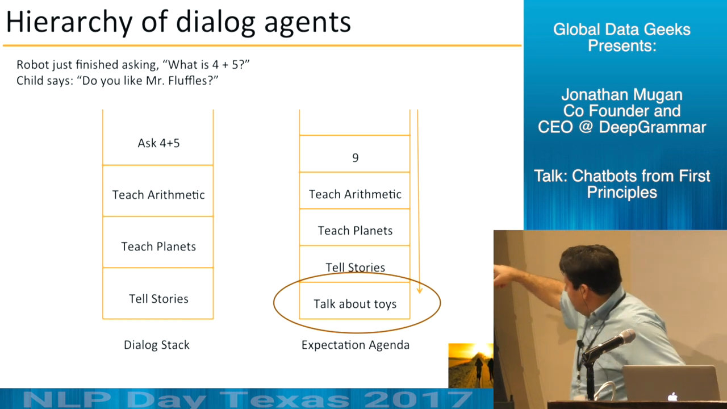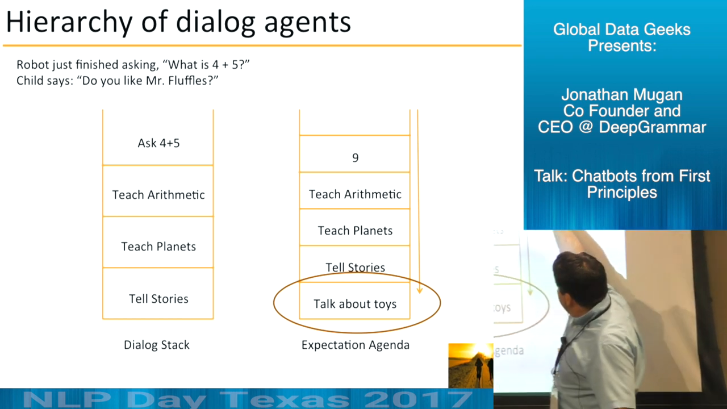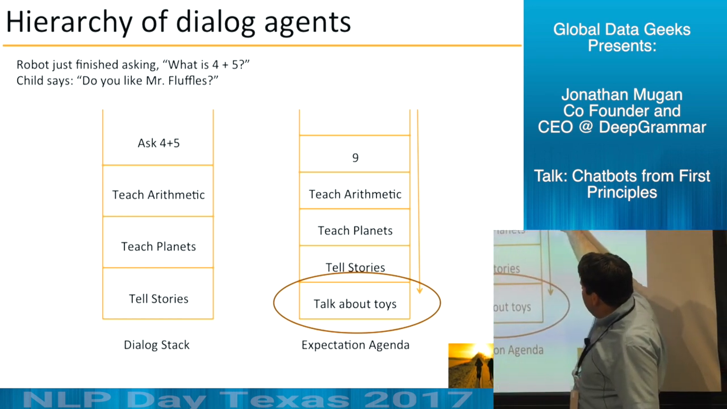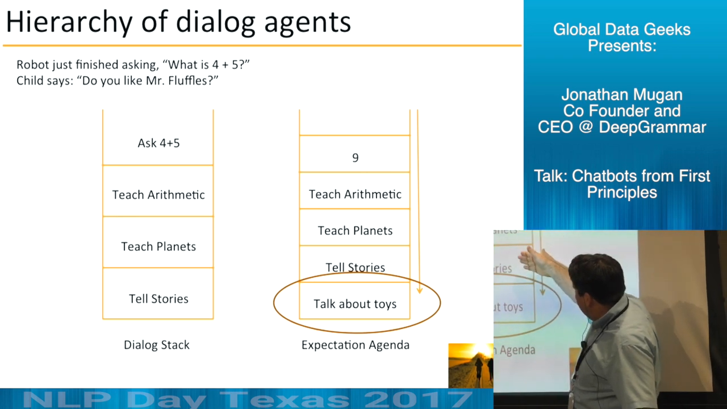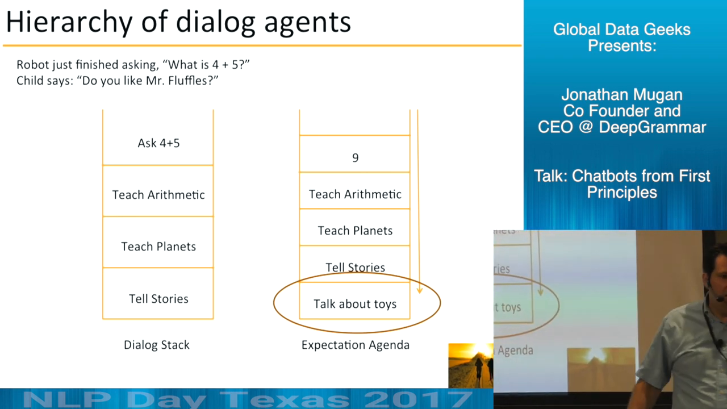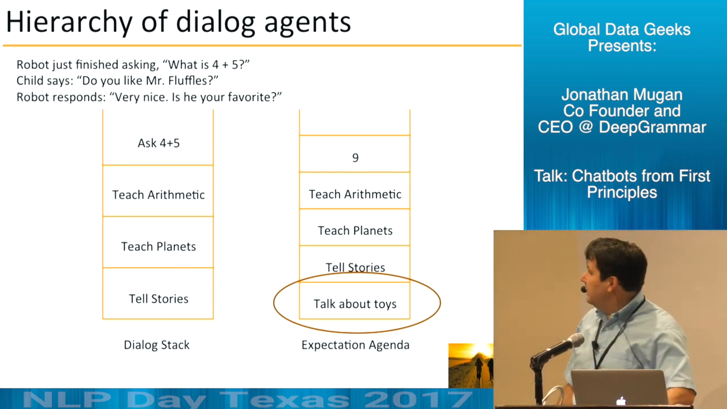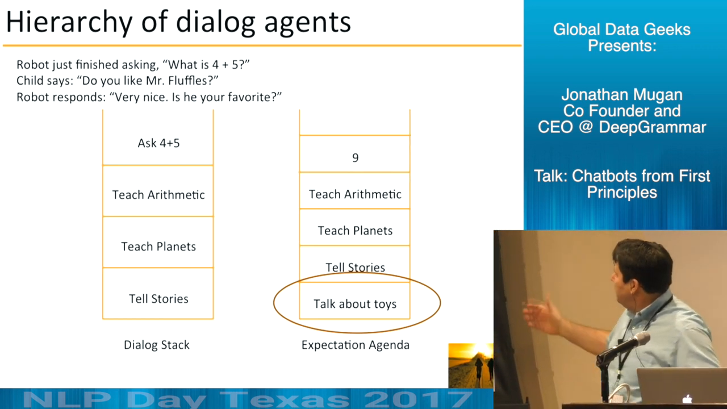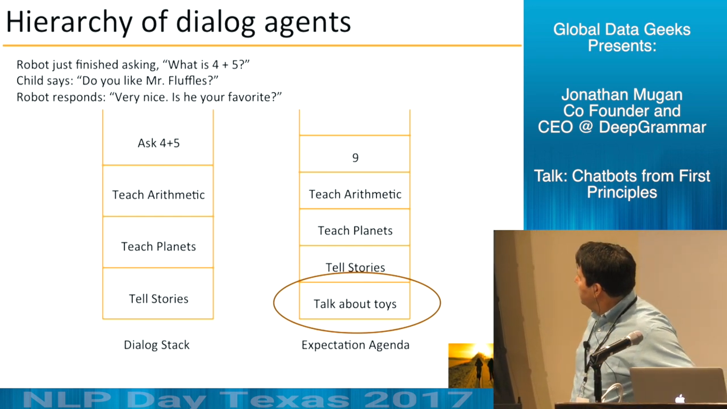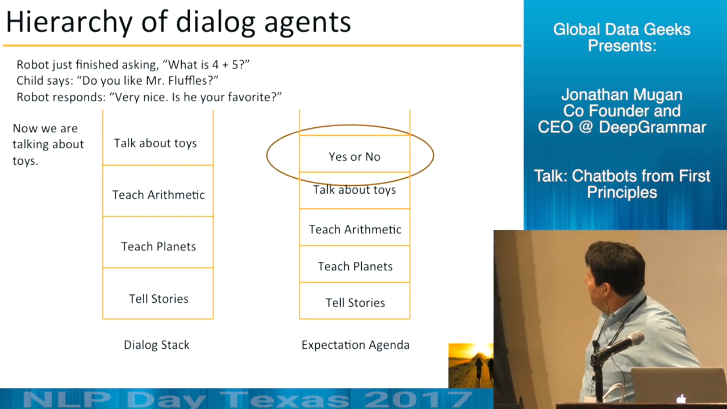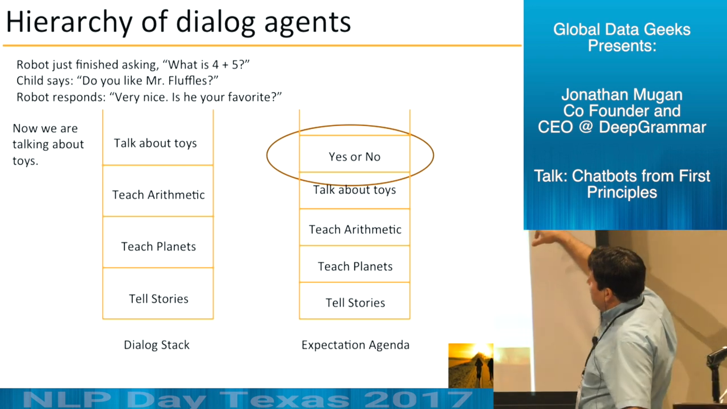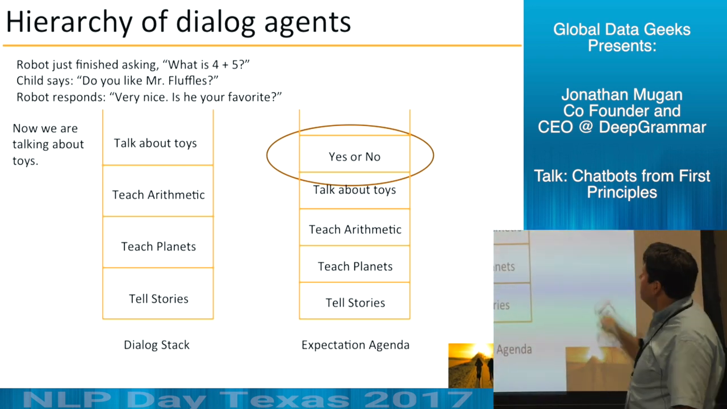And then what you have to do is go down the expectation agenda. Is it arithmetic? No, this is not arithmetic. Planets, no. Stories, no. Okay, toys. Okay, this is about toys. So now you have to change that so that toys is up the top, and now we're talking about toys. And so you say, okay, very nice. Is he your favorite?